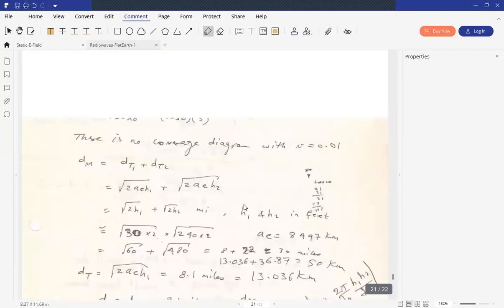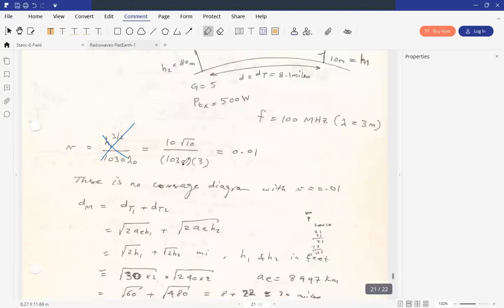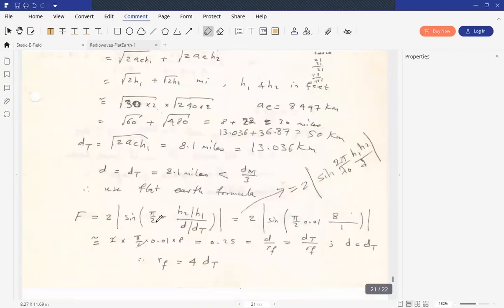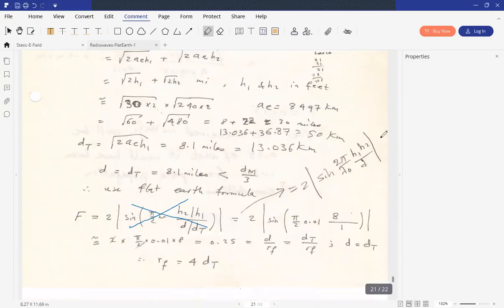Now, if you want, you can forget about this. We do not need it. And forget about this. And also, you see, forget about this. F is equal to this. And forget if you want about this. Just apply 2 pi over lambda naught, H1, H2 over D. This is an equivalent solution, the same solution, but with a different form. So solve using this equation.